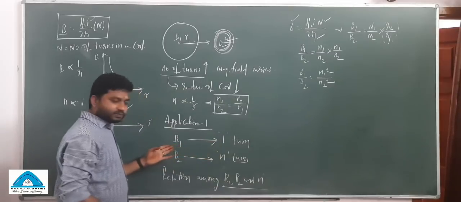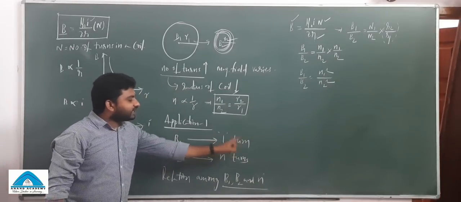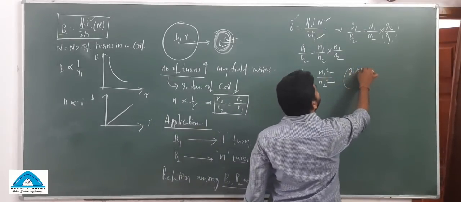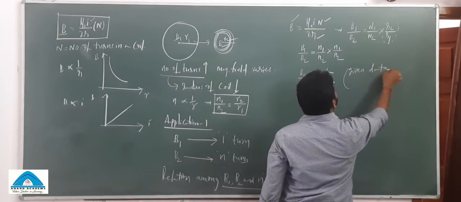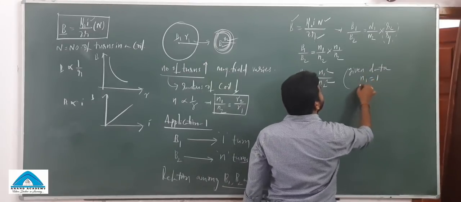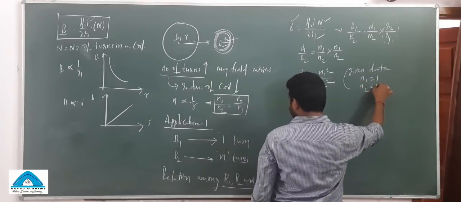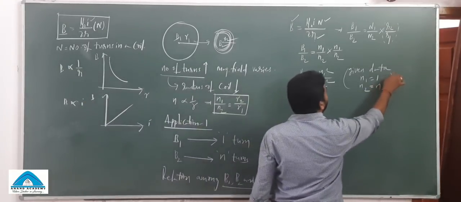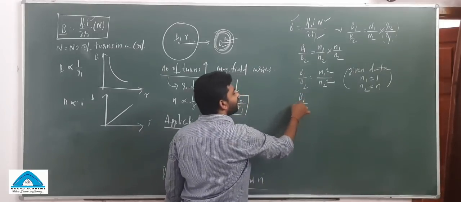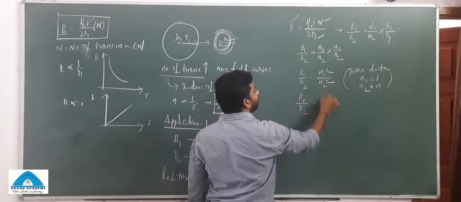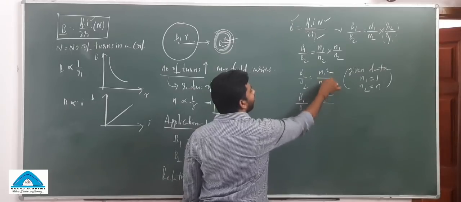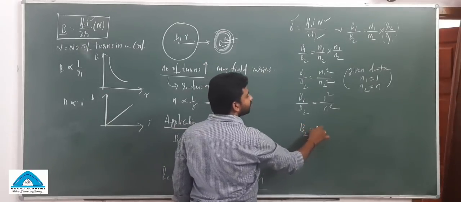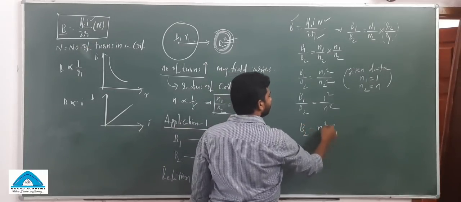Let's come back to this point. B1 is when there is one turn. So N1 is equal to how much? According to the given data, I am writing here N1 is equal to 1, N2 is equal to N. Okay, see, B2 has N turns. So B1 by B2 is equal to N1 is 1, so 1 square by N2 square is N square. So B2, cross multiplication, B2 is equal to N square into B1.